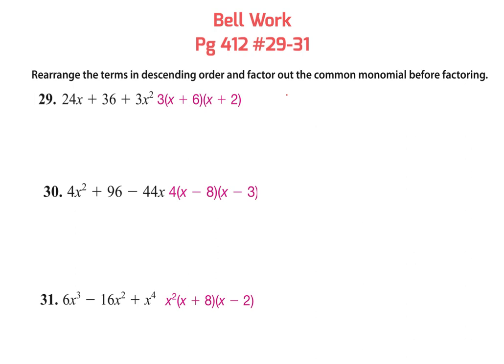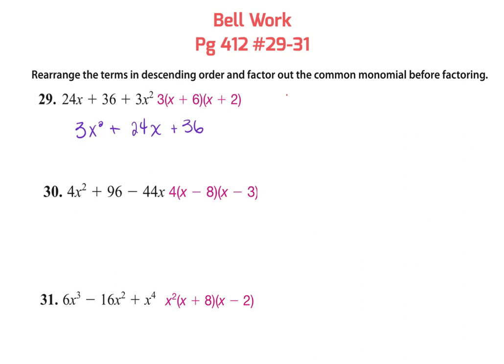So for 24, the first thing you're going to do is rearrange the terms in descending order. Typically, this is the easiest way to factor. So you want to rewrite it: 3x squared plus 24x plus 36. The next thing is to factor out the common monomial.